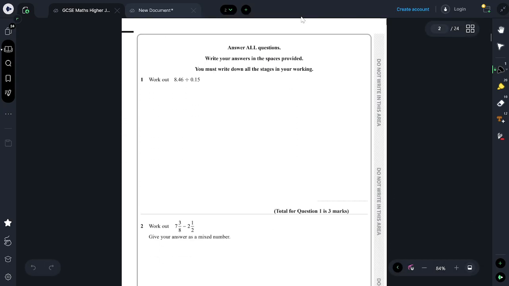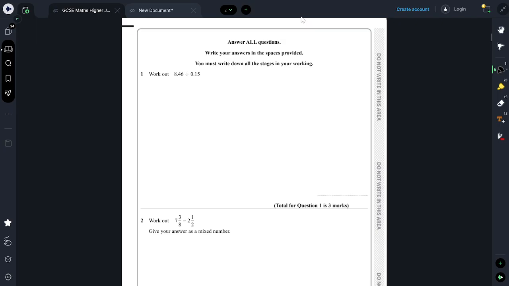Okay, so question one. Work out 8.46 divided by 0.15. Coincidentally, this is one of the topics that I strongly predict will come up on the non-calculator paper, mental arithmetic, either multiplication or division. Today it's division. I strongly predict it will come up. I did a video about division a few days ago. Let's do it now.